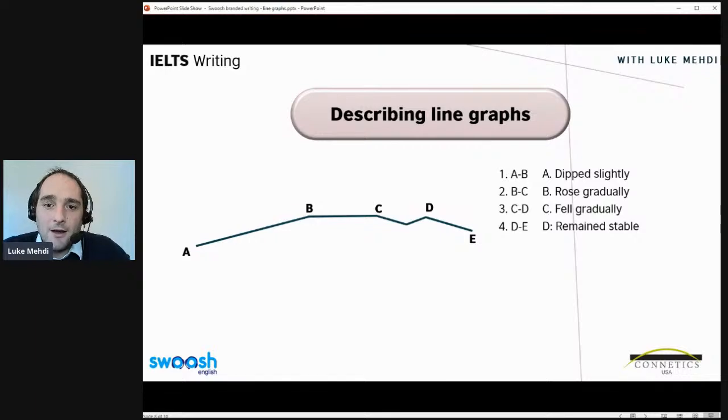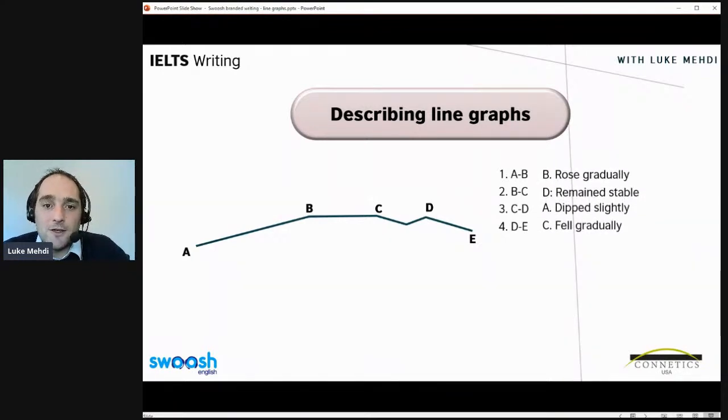Okay, and then number 3 is giving us dip slightly. Then number 4 gives us fell gradually. Okay, good. Well done, everybody. Quite difficult, some of this line graph vocabulary. This video is going to be on YouTube. On YouTube, you can also find that other video about the bar charts that I've mentioned a couple of times. So make sure you go back and find that one, because people can have difficulty with the bar charts.